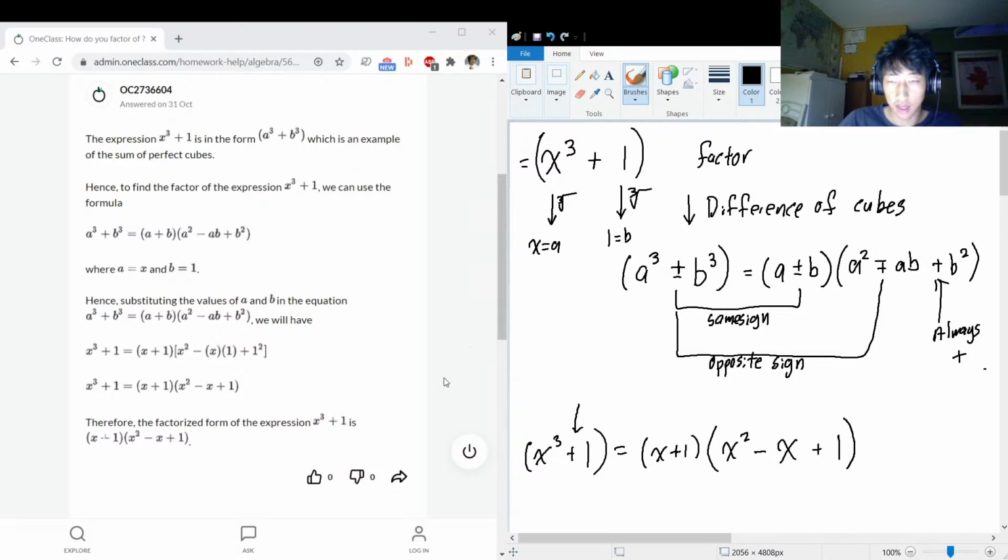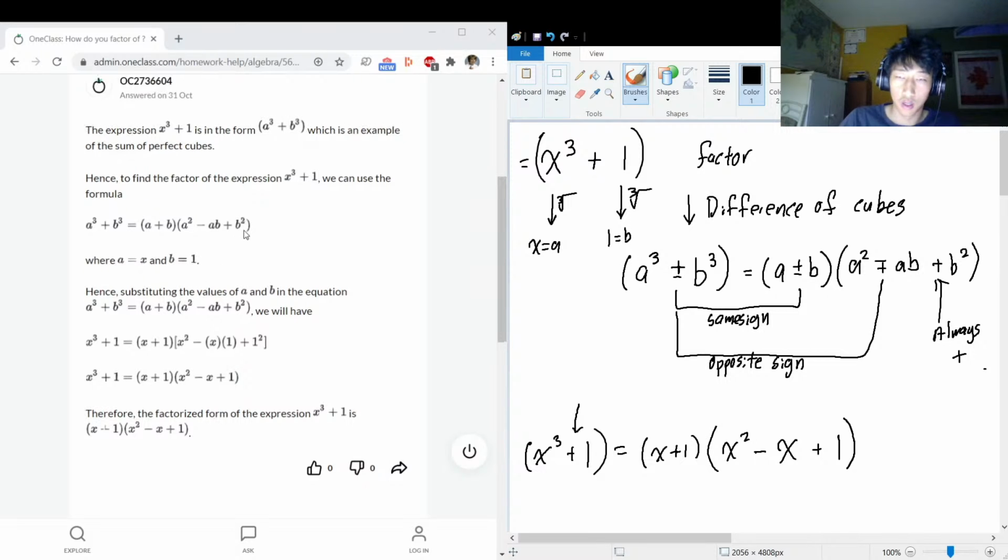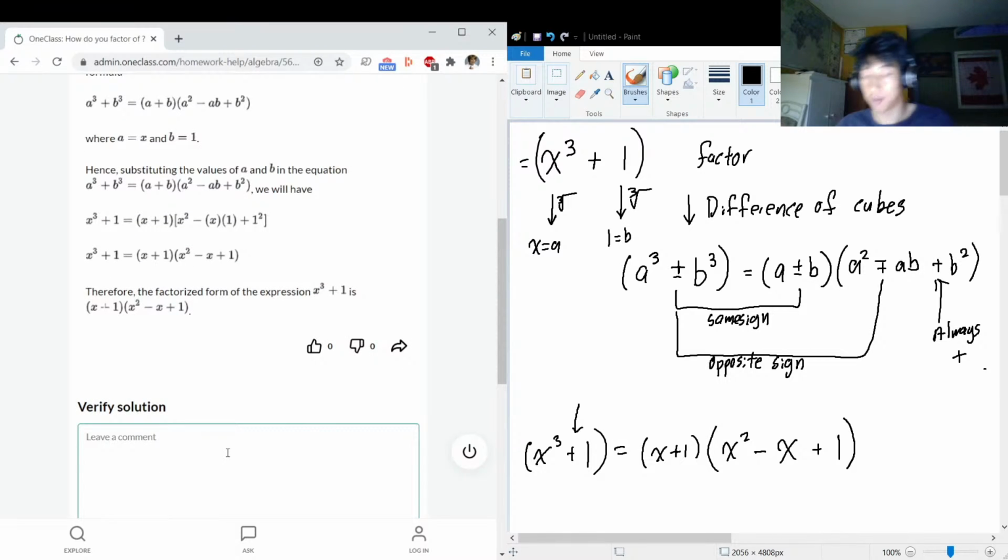Yep, and they came to precisely the same equation with precisely the same process of difference of cubes. There's also difference of squares. It's kind of a similar thing, but that's a different topic for a different time. So the above solution is good.